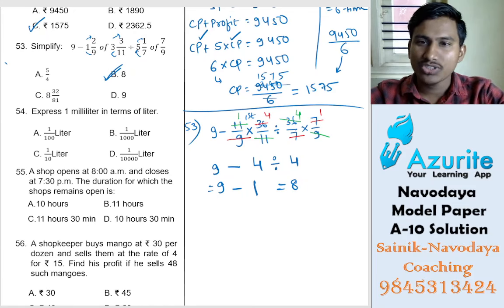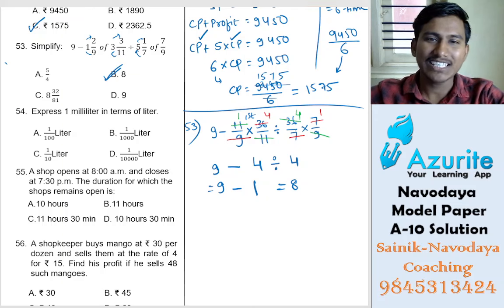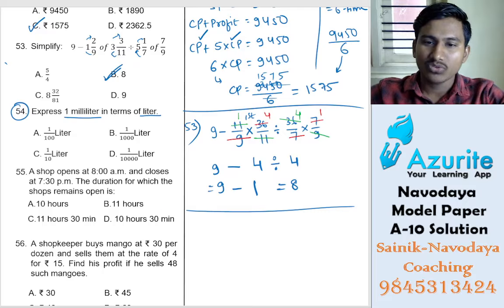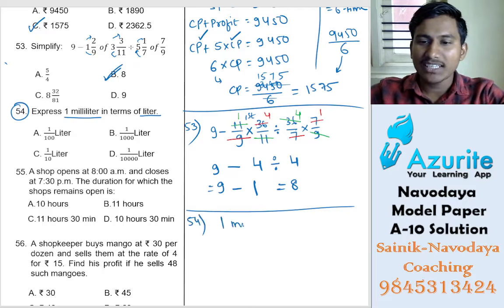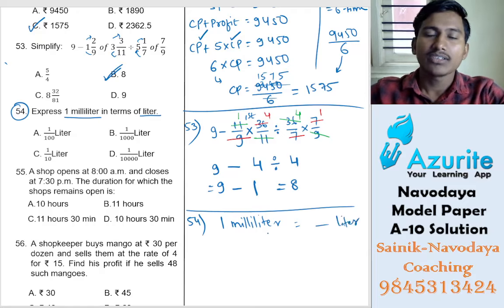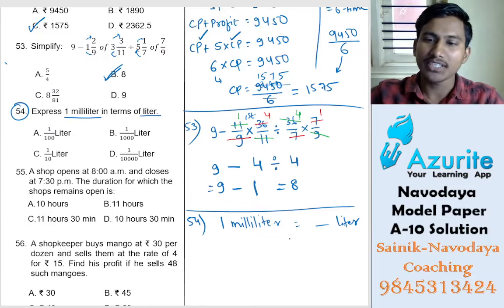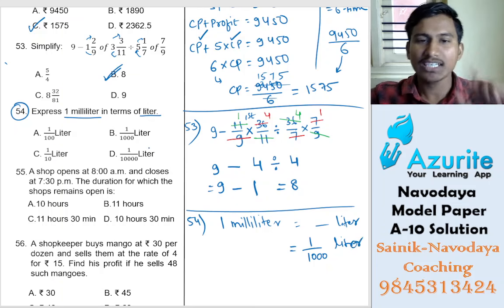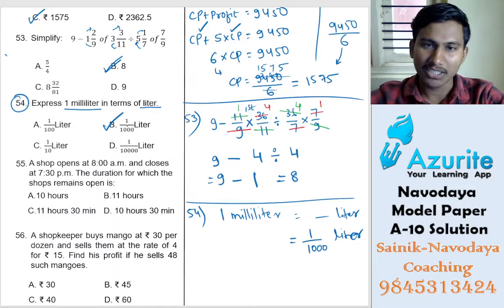So see students, next question, 54th question, very easy. Express 1 milliliter in terms of 1 liter, right? So we have to convert. 1 milliliter is how much liters? We already know, right? 1 milli means 1 by 1000. So 1 milliliter is 1 by 1000 liter. So option is option B.